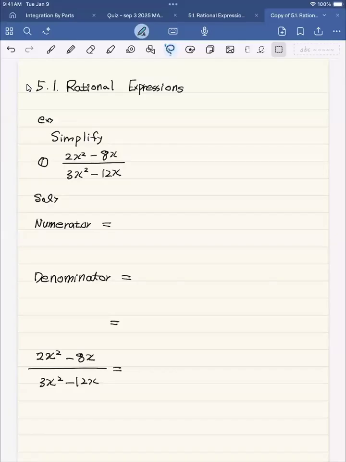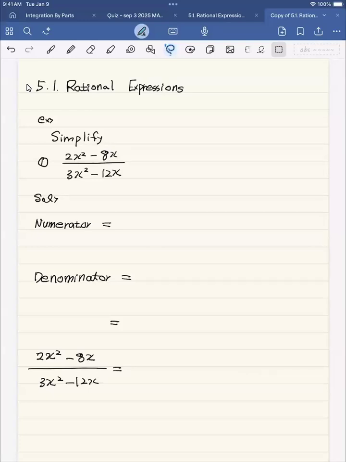Today, we want to learn about rational expressions and multiplication and division of the rational expressions. Let's go through some examples. The first question is 2x squared minus 8x over 3x squared minus 12x.